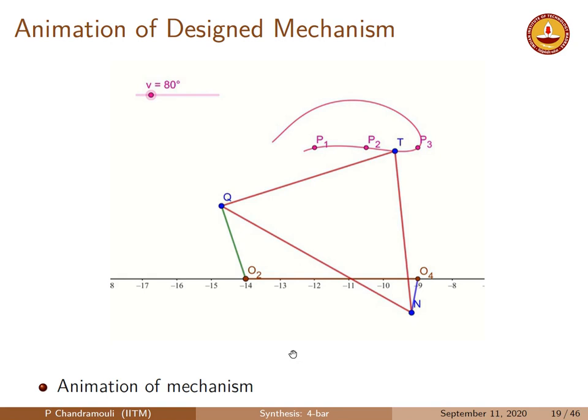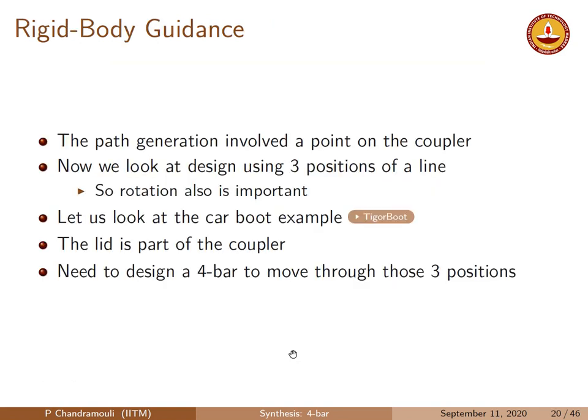Now, we also looked at the case of a path generation with timing. So now let's move to a problem where instead of points, we now look at, path generation, of course, involves a point on the coupler. Now we look at what is called a rigid body guidance problem, where we design using 3 positions of a line on the coupler. So this means not only the individual point has to pass through these things, but the line orientation is also important. So now we have rotation or orientation as important.